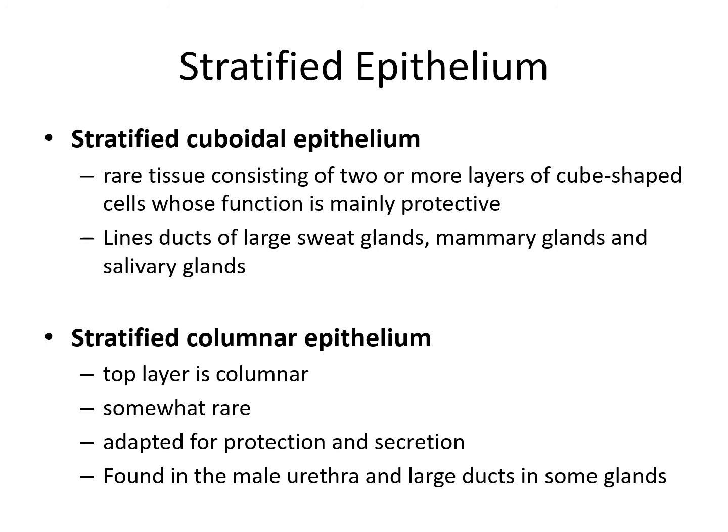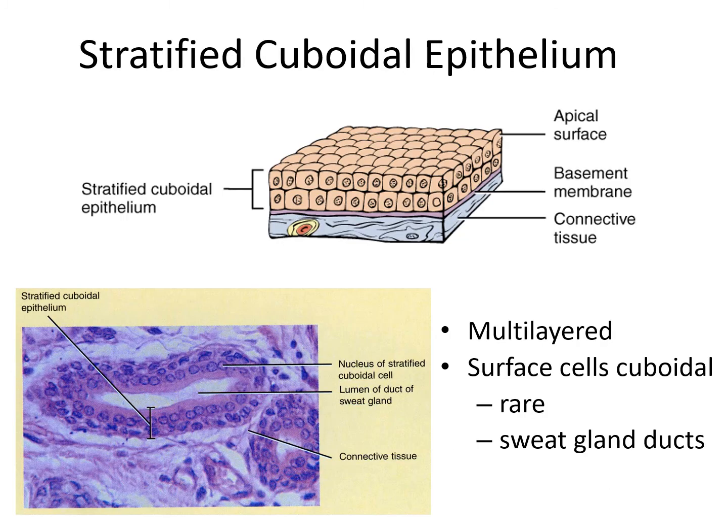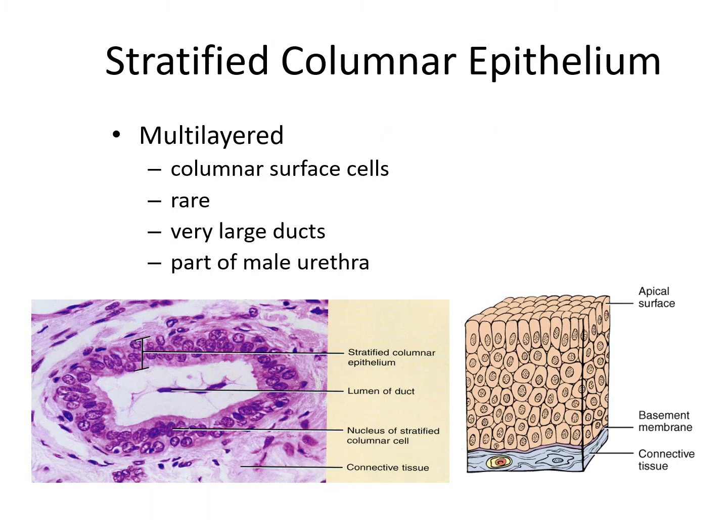Stratified columnar epithelium, also pretty rare. Again, the top layer is going to be columnar, but the layers lower down won't necessarily be. And we find this in the male urethra, and also we find this in the ducts of some glands. Here we're seeing stratified cuboidal epithelium in an apocrine gland. And here we're seeing stratified columnar epithelium.